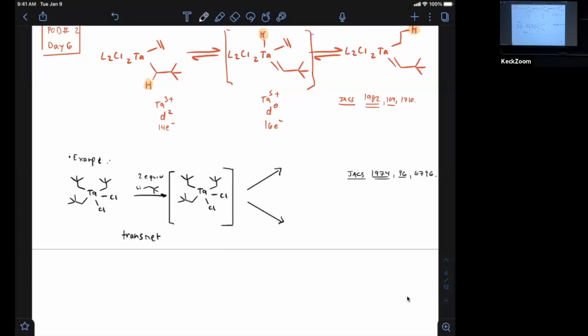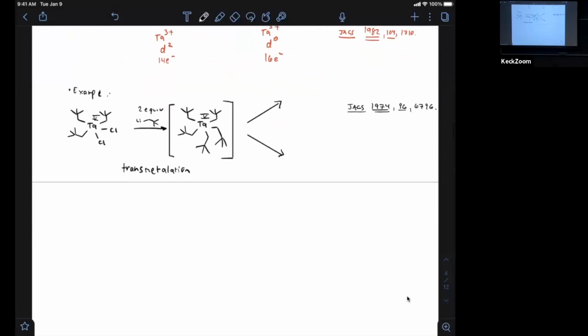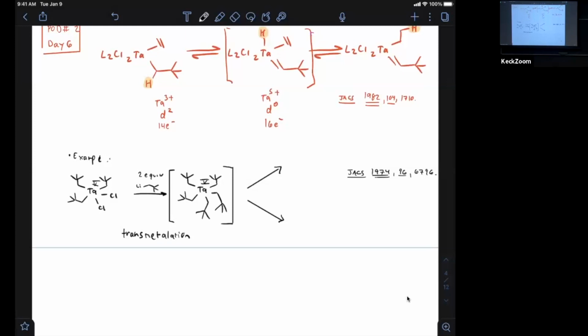We have a transmetallation event to make a perneopentyl, per meaning full substitution, perneopentyl tantalum. Transmetallation is redox neutral, so we go in with tantalum 5, we still have tantalum 5. Now, let's do a quick electron inventory on this tantalum species. We're tantalum 5. I said that. So we're what? d0.